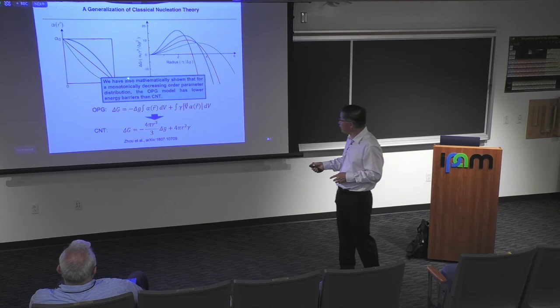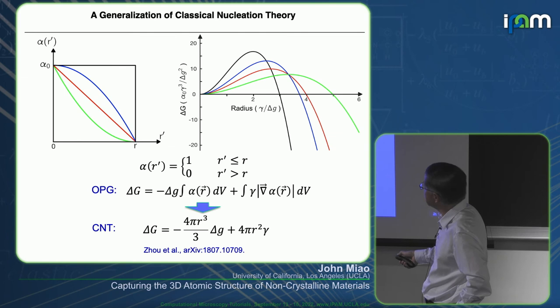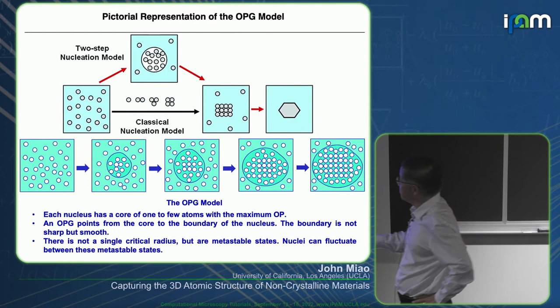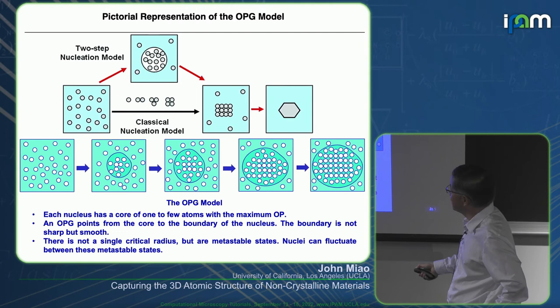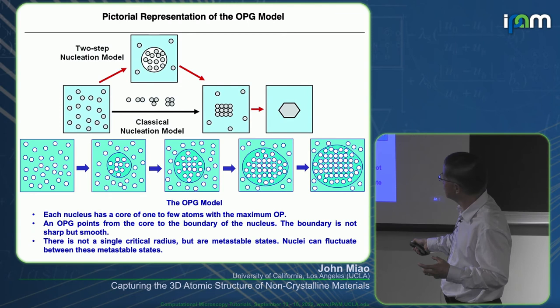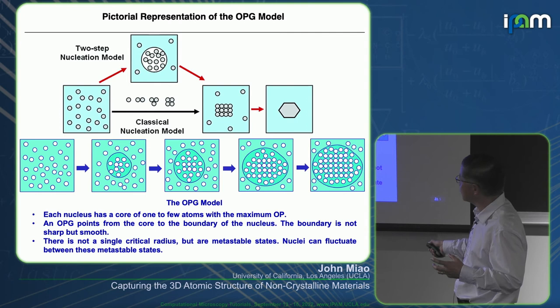We also mathematically show that as long as the order parameter distribution decreases monotonically, as long as alpha prime of R decreases, the energy of the OPG model is always lower than the classical nucleation theory. That can be mathematically shown. So that's our model compared to the two-step model and the classical nucleation theory. We add atoms or molecules, and they form a small initial nucleus. They have a high order near the core, with low order parameter, either structural order or chemical order. Then the order gets better, but close to the boundary, the order is always worse.